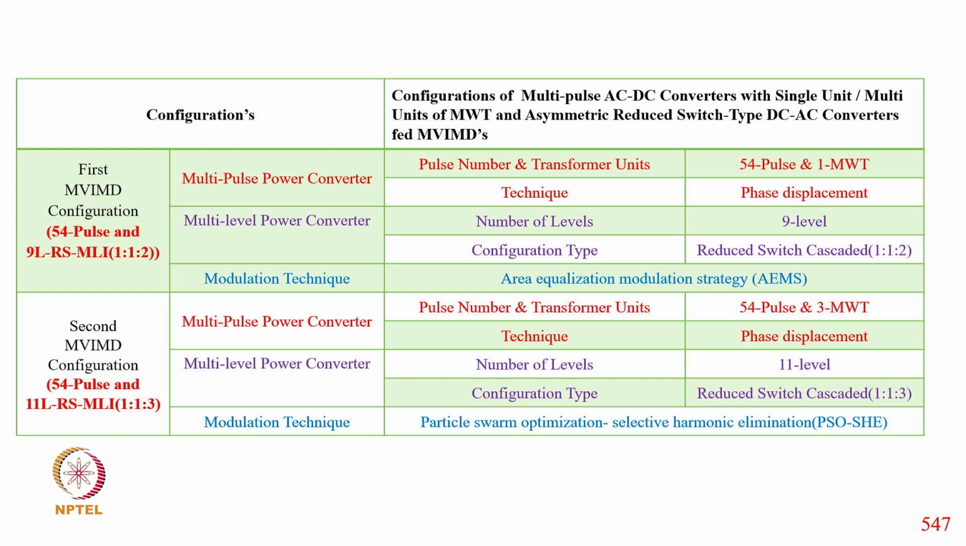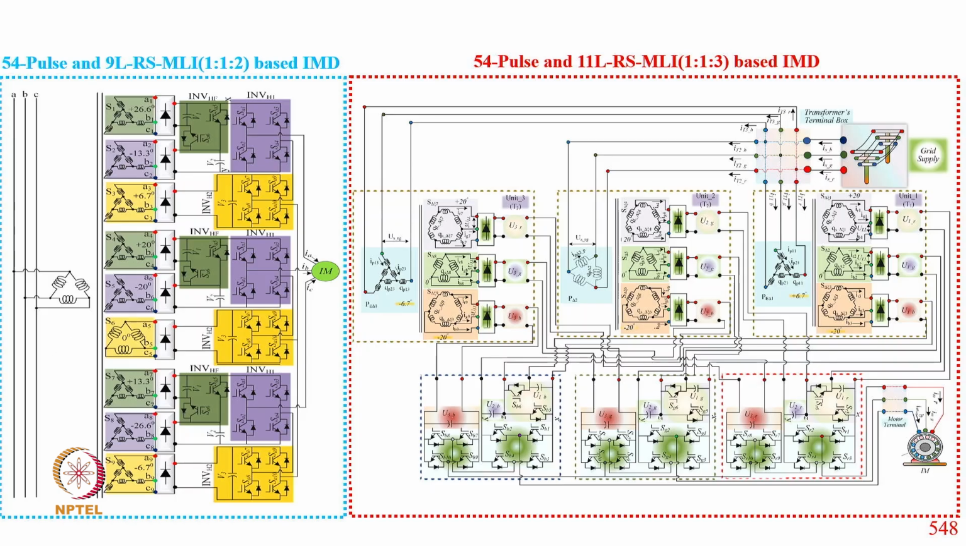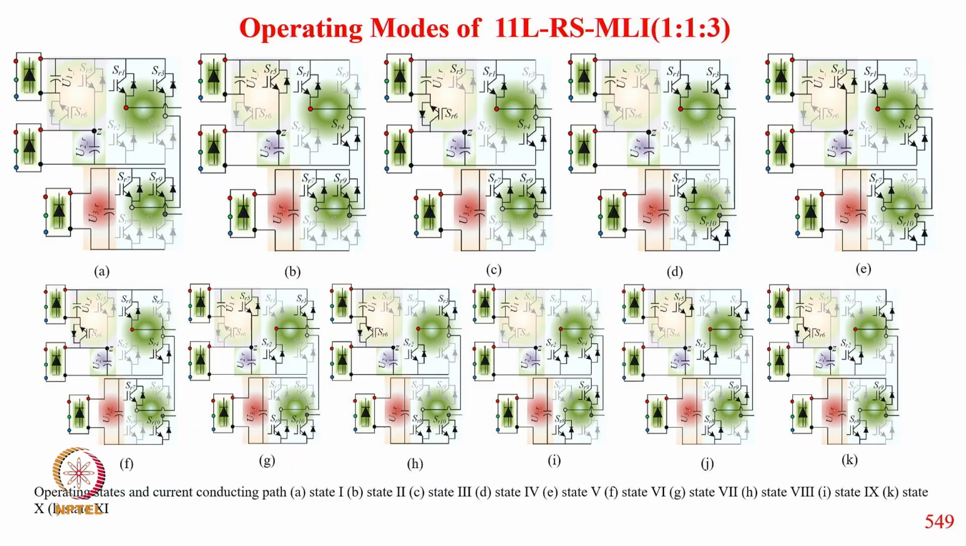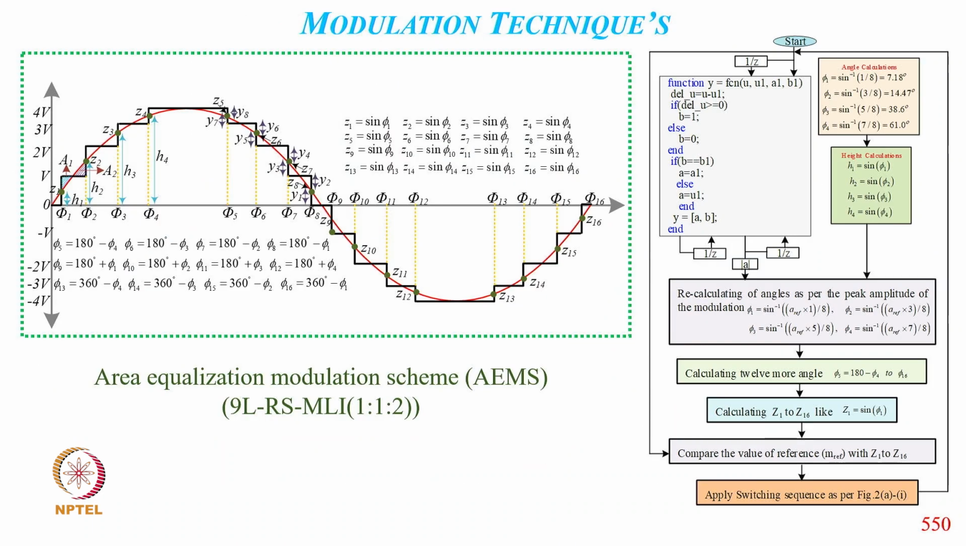So here we are taking 54 pulse with a 9 level inverter, and 54 pulse converter and 11 level converter. This is the 54 pulse 9 level converter, how it is there, and it is the 54 pulse 11 level converter for the motor side, and these are the switching states for A to K for the inverter, and then the area equivalent modulation technique for the 9 level converter.